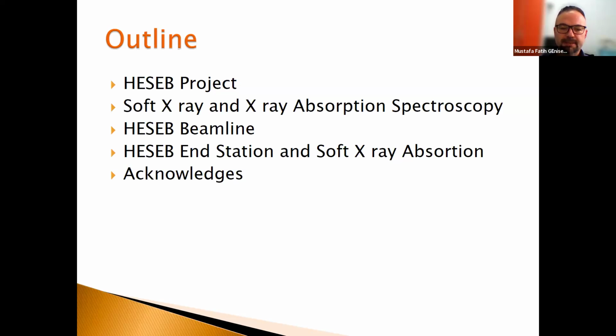And in the third part, I'll give you information about the HESEB beamline. In the fourth part, the HESEB end station and soft X-ray absorption spectroscopy.